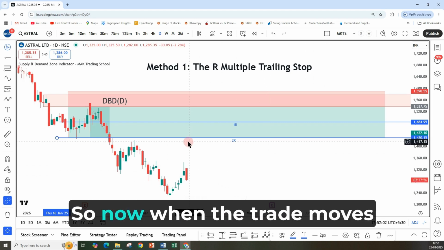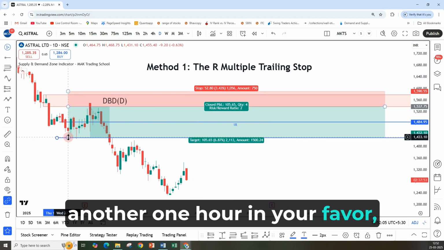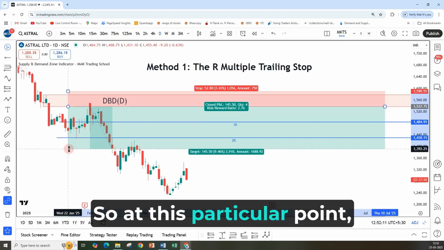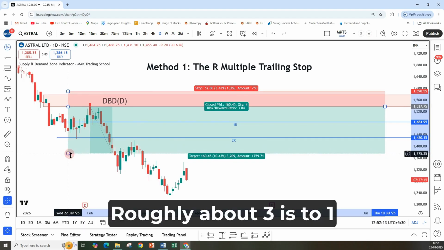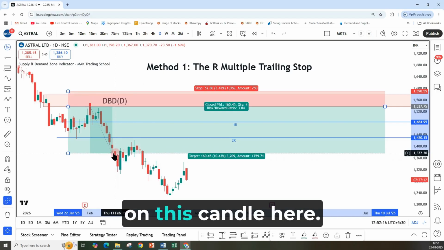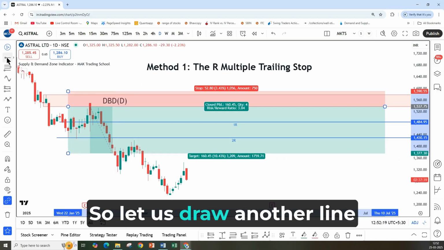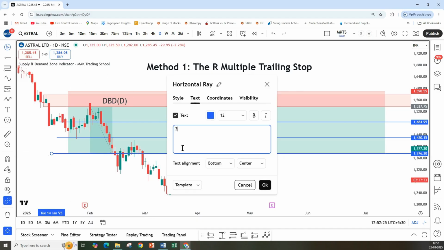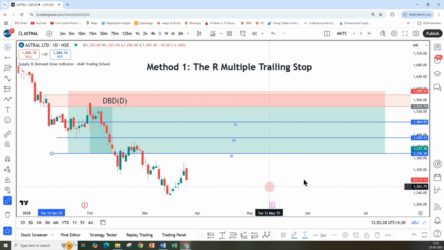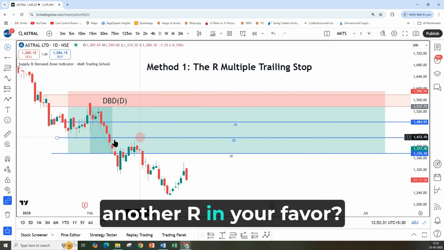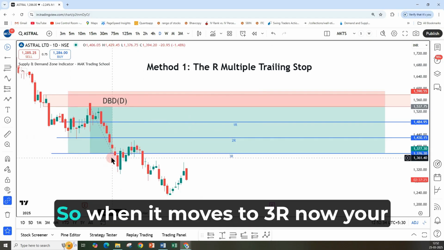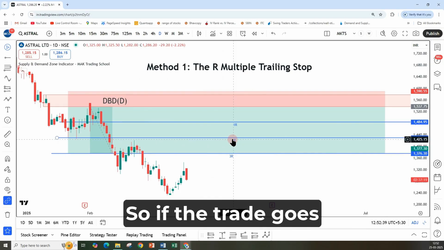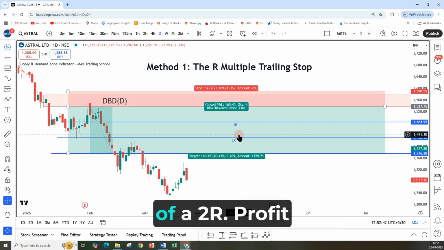Now when the trade moves another 1R in your favor, you are going to get it to the 2R level. At this particular point, we are making roughly about 3:1 on this candle here. So let's draw another line, which is the 3R line. After that, did it move another R in your favor? Let's check. When it moves to 3R, now your stop loss would come to 2R. So if the trade goes against you, you are at least assured of a 2R profit.